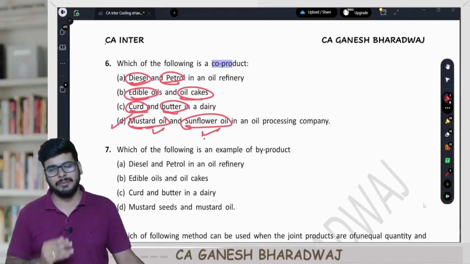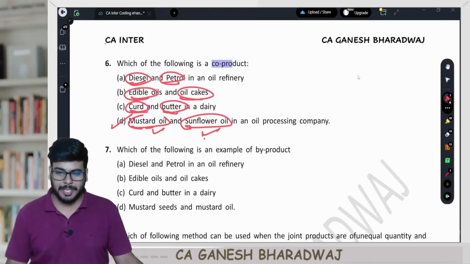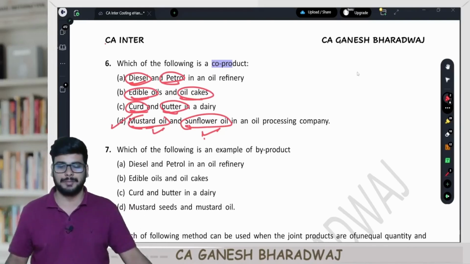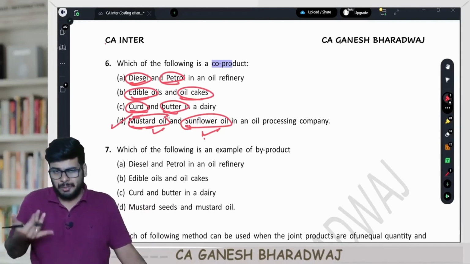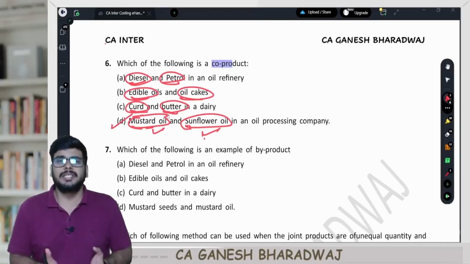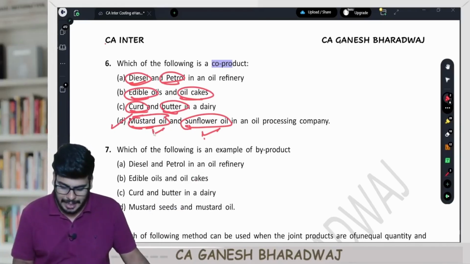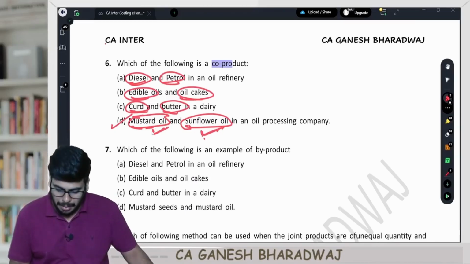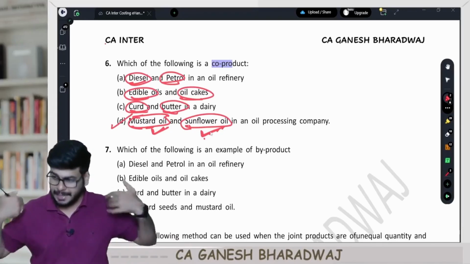Clear with this? In terms of cost accounting treatment, they are one and the same. But joint products means what? Necessarily, they have to be produced together only. From a common process, they emerge. Co-product, no, I am doing it in such a way that these two products come from a common process. Can I also do it separately? Yes. Example, mustard oil, sunflower oil. Clear with this? Mustard oil and sunflower oil can be done separately. Completely can be done separately.